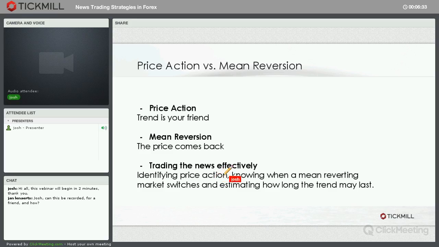And that doesn't mean taking a position before the news is out. That's not a smart way to trade the news. But the key thing to note is you have to be able to differentiate between a ranging market and a trending market. And generally speaking, news is traded or lends itself to the price action trending type of markets. All right.